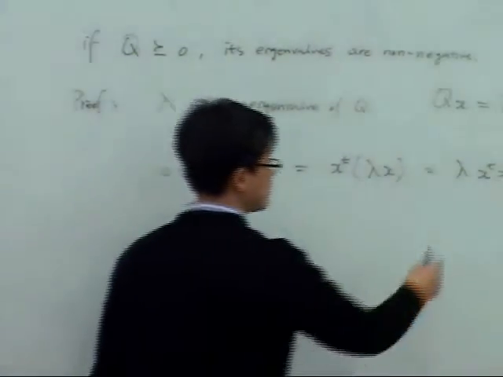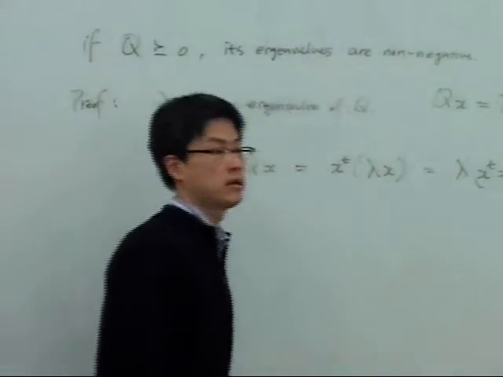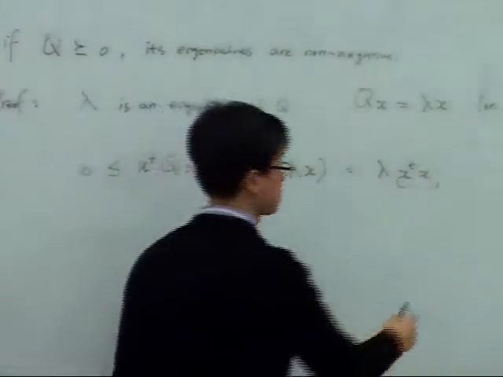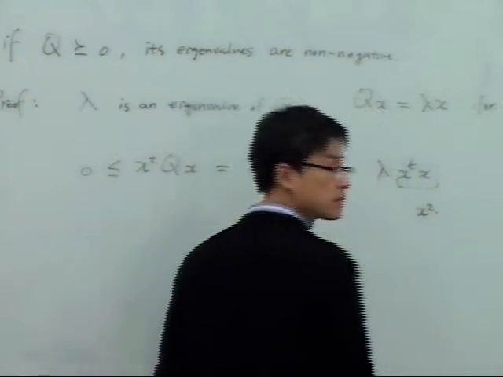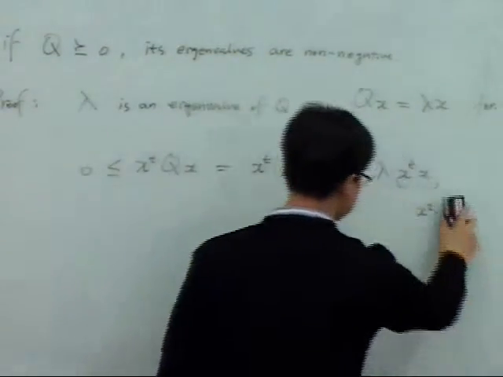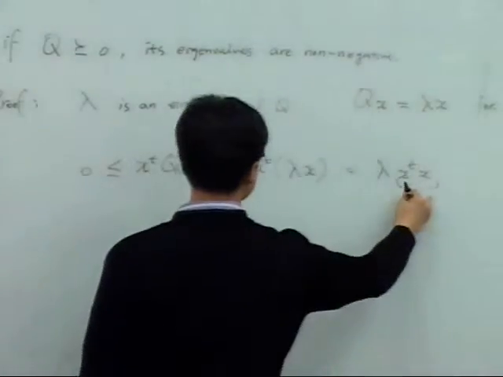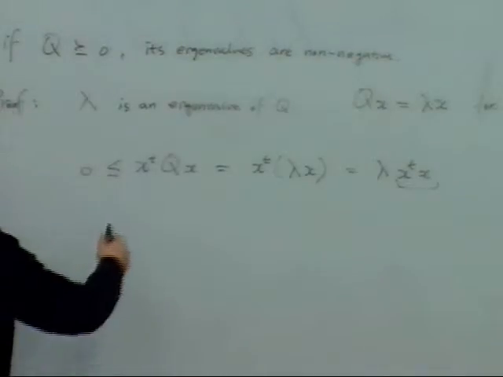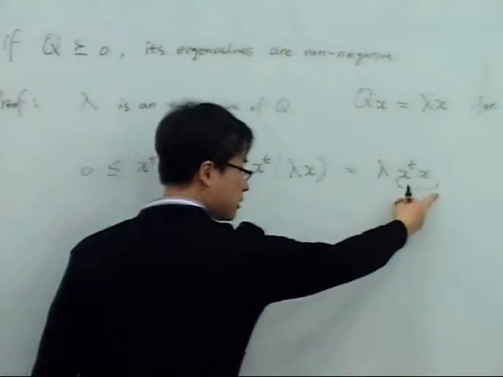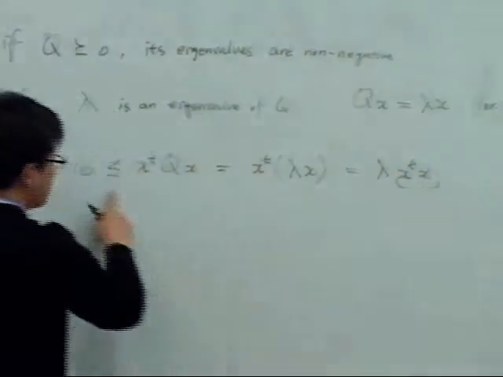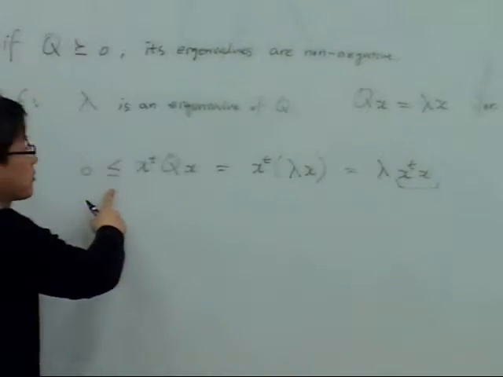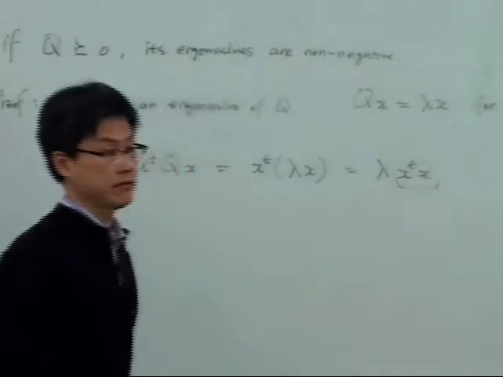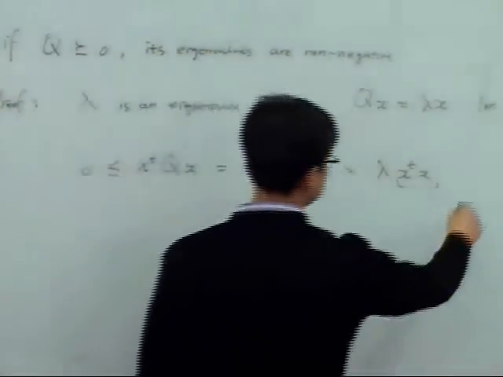We know that this is a square of a vector, right? But not exactly the same. Anyway, this is a scalar term, so that is a non-negative term. But a non-negative term times lambda should be greater than or equal to 0, which means this lambda should be non-negative. Okay, that's the end of the proof.